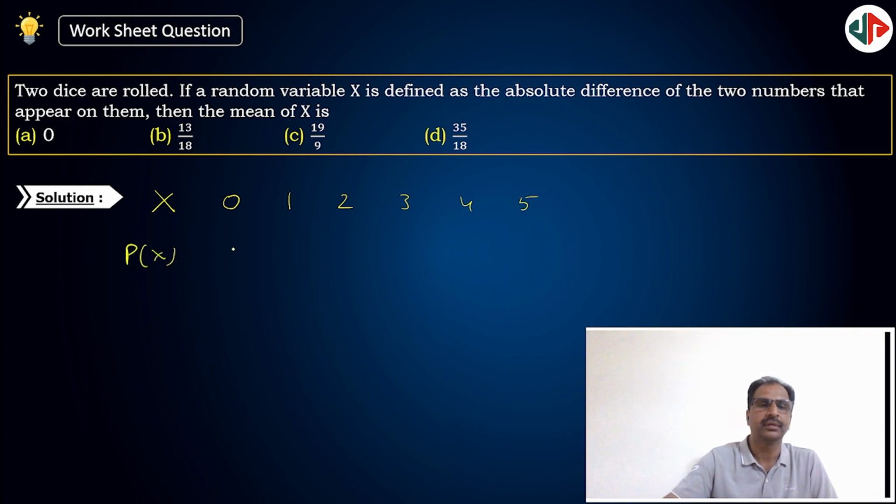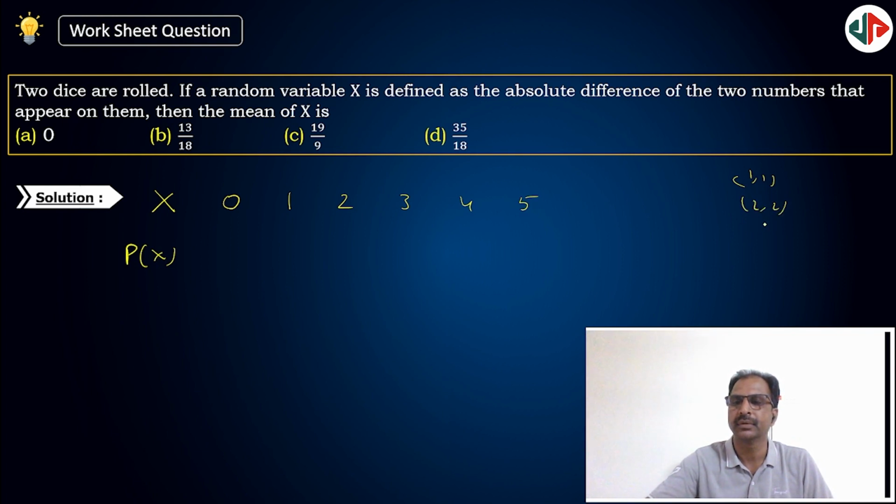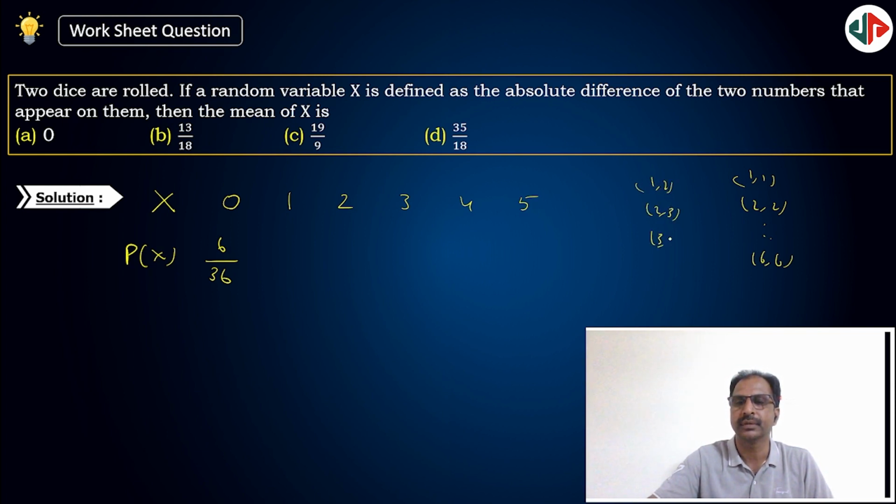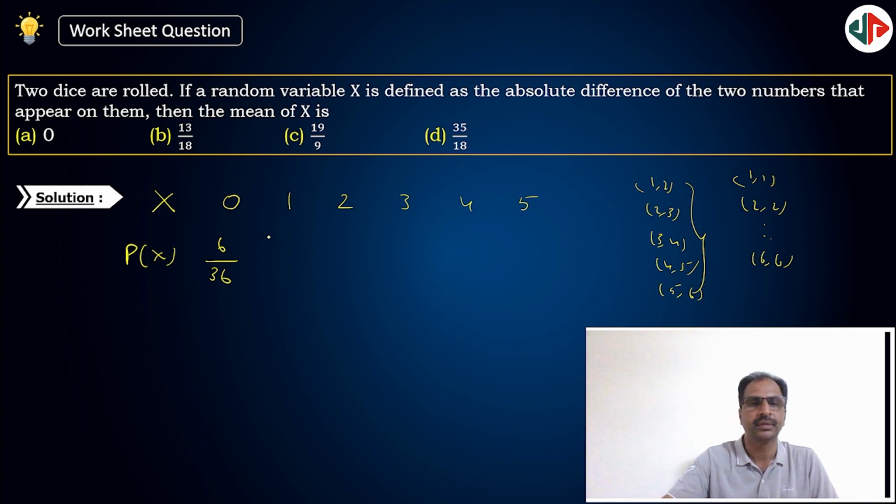When you get difference as 0, when you get 1,1, 2,2, like that up to 6,6. So 6 out of 36. That is the probability for this. When difference will be 1, when you have 1,2, 2,3, 3,4, 4,5, 5,6. 5 cases, altogether 10 cases. 1,2, 2,1, 2,3, 3,2, like that. Absolute difference means modulus. So here 10 out of 36 cases.